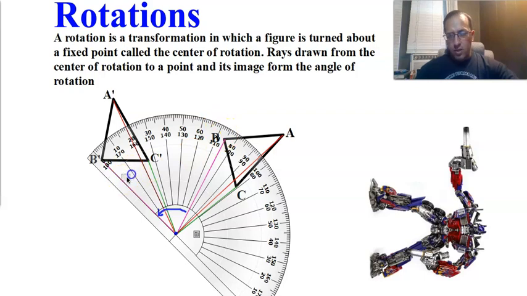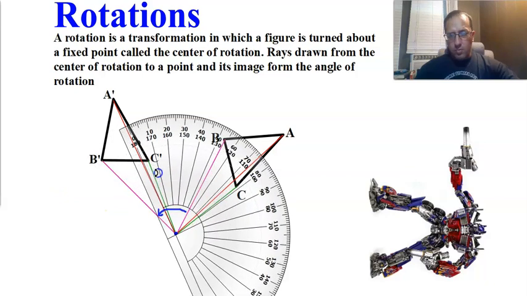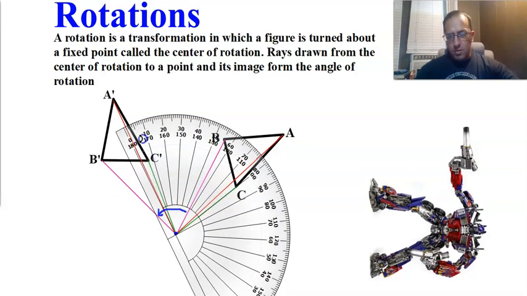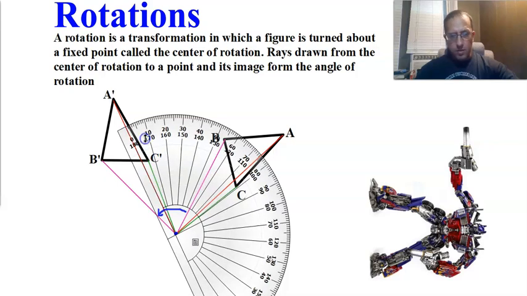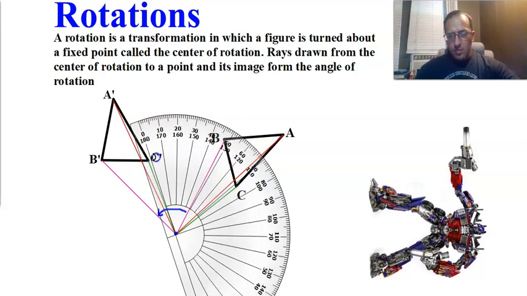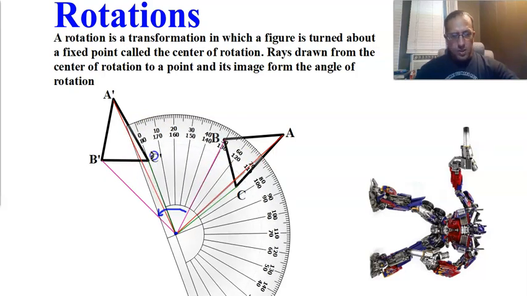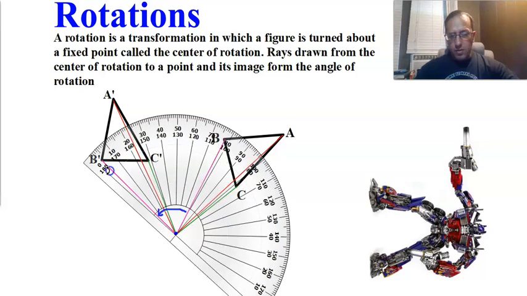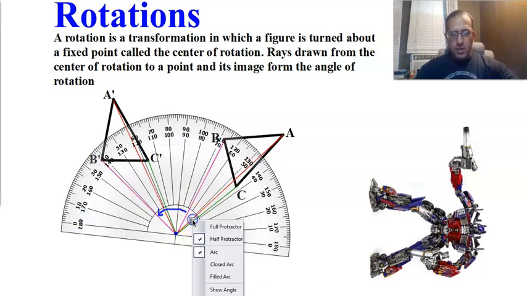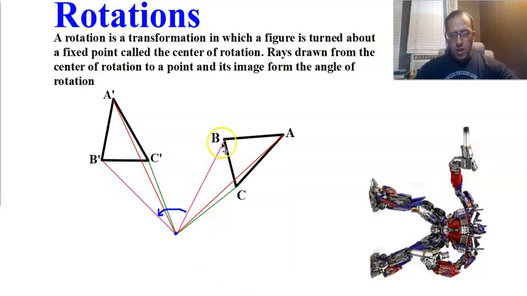For point A to A prime, we see that is also 75 degrees. Same thing if we look at point C to C prime, 75 degrees. So all of these rotate the same degree, and so we have a rotation.